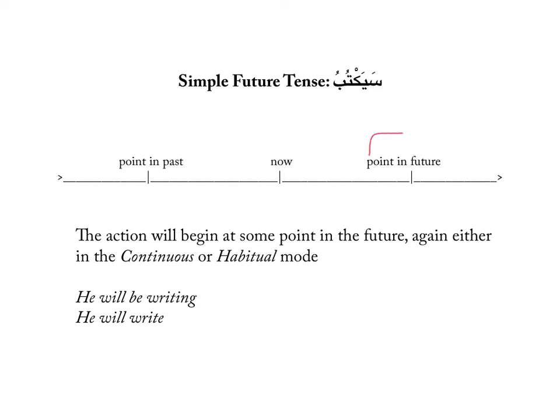The future tense refers to a point in the future, and then says that the action that we're talking about in this verb is going to happen at that time in the future, either in a continuous or habitual mode. And so either he will be writing or he will write.